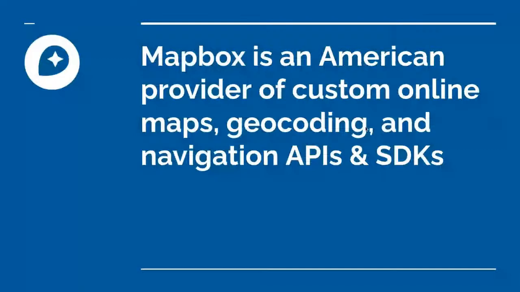Let me continue here. Mapbox is an American provider of custom online maps, like Google Maps, that provide map views for users to search some places, find a route, something like this. It also offers geocoding, navigation APIs, and APIs and SDKs for web applications, mobile applications, and many other things.